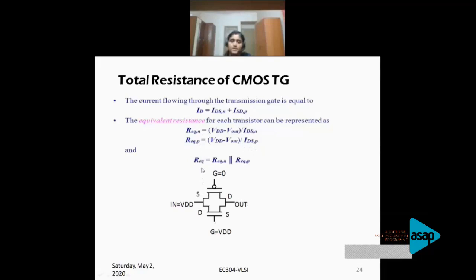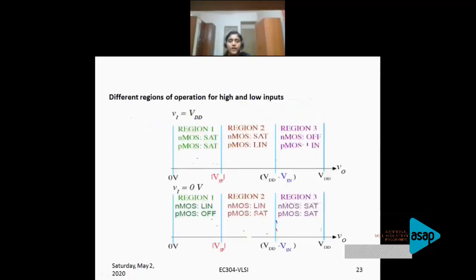The total resistance: these two transistors are in parallel. So obviously the resistance is Rn parallel to Rp. That is your final resistance of the circuit. Now why are we looking into this? We are trying to prove that whatever the value of input and output, the total resistance of this circuit always remains constant. If that is the case, then we can say this transmission gate works as an ideal switch. So all the pain we have gone through in analyzing this is to find out the final total resistance.